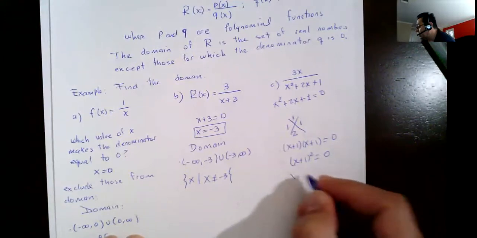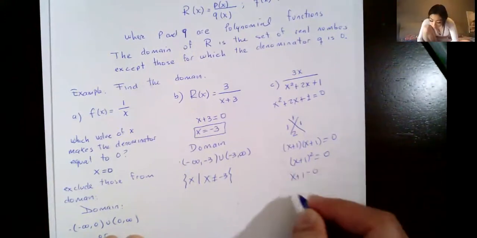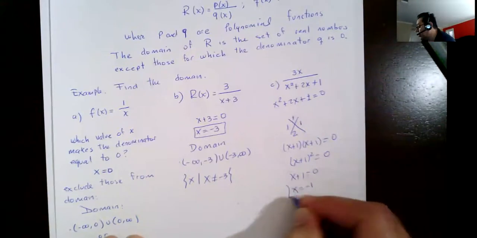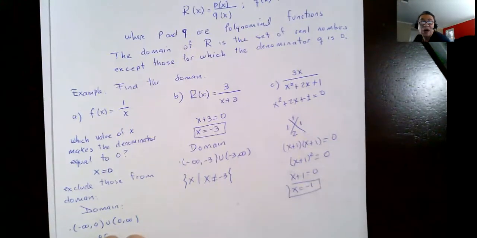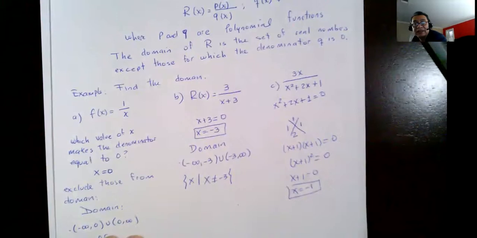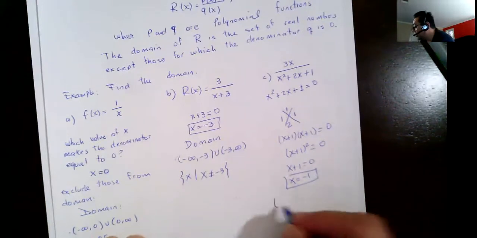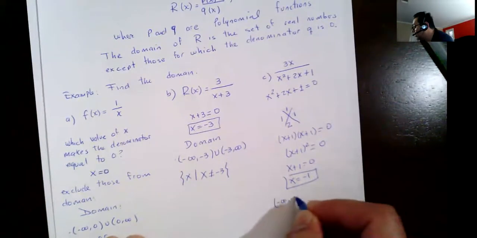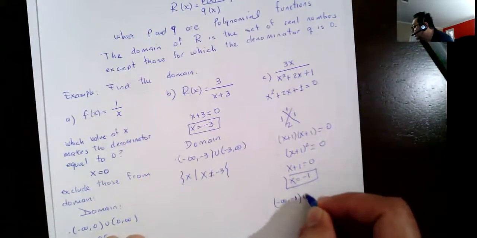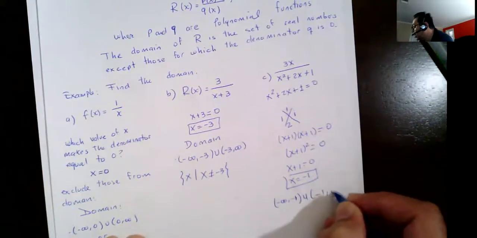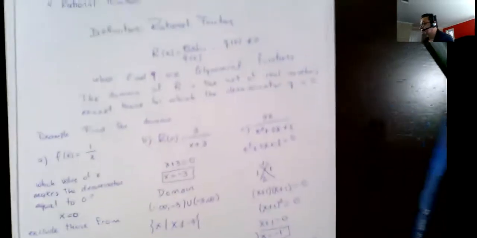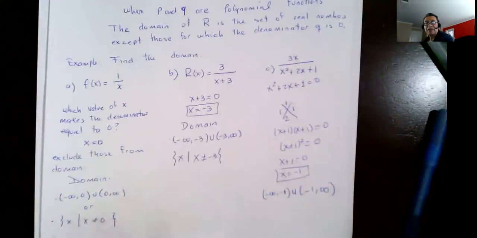If we solve x plus 1 equals 0, that would be x equals -1. So x equals -1 is the value that makes this function undefined. Remember, this is not the domain. In order to write the domain, we need to exclude this value. So that would be from -infinity to -1, union -1 to infinity. All right, so that would be the answer.